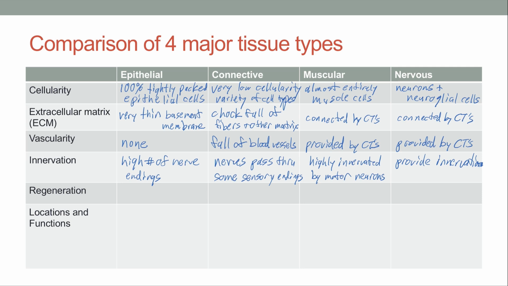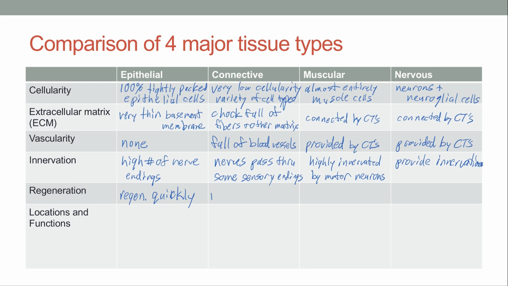And then the last question we have, as far as properties of tissues that vary between the types, is regeneration. Epithelial cells regenerate quickly. They have built-in stem cells that are constantly dividing. And so if you damage some of your epithelial cells or endothelial cells, which is a special type of epithelium, they get replaced very quickly by new cells that are just provided by those stem cells.